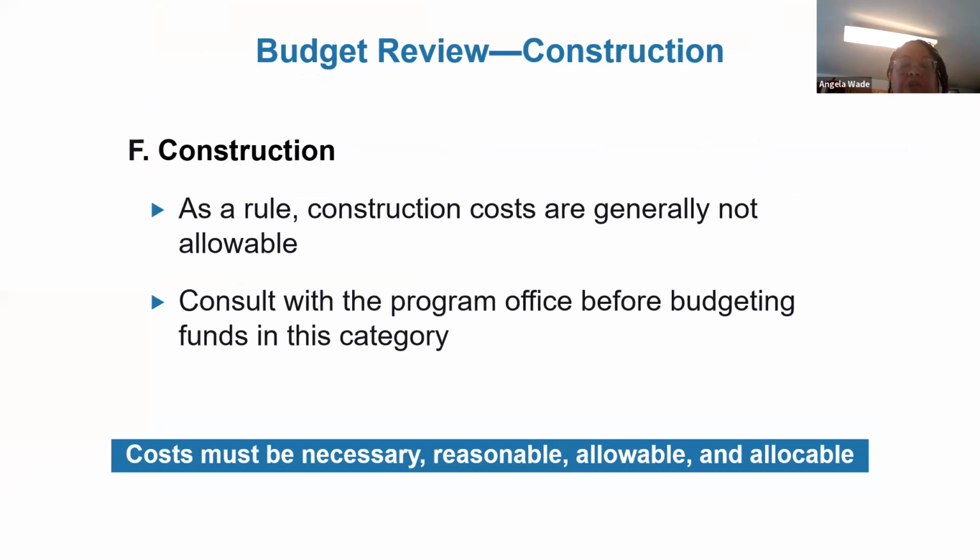Construction. Now, generally for our OJP grants, construction costs are not allowable. However, we do have some programs that will allow construction costs, and generally they wouldn't be construction costs when it's allowed. They're usually costs for renovations or repairs. So anytime you have a grant program that may allow construction costs or renovation costs, you want to make sure you reach out to your program office. They will be able to provide you guidelines on how to budget for this particular category. Next slide, please.